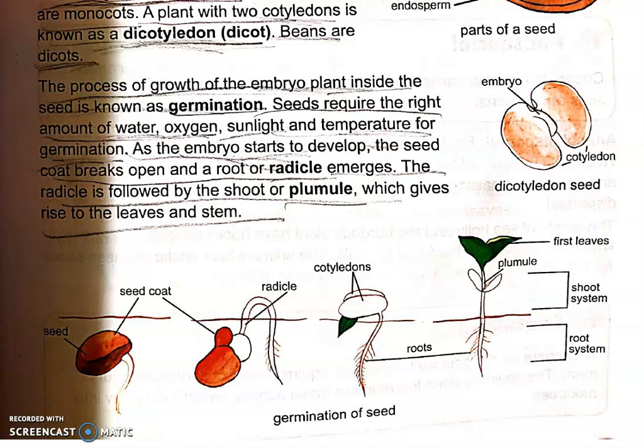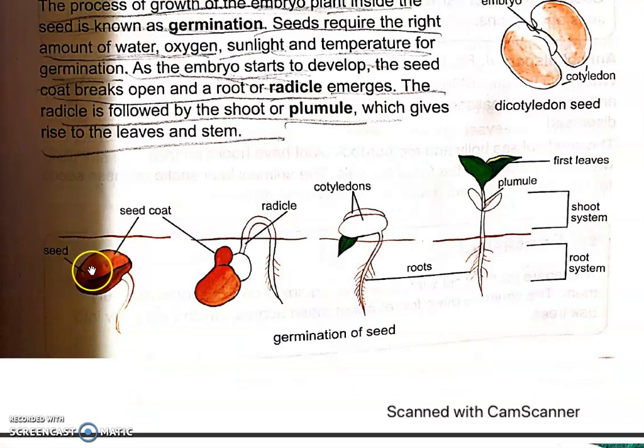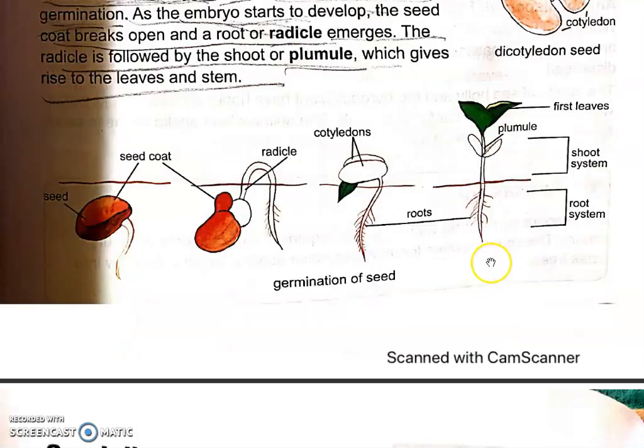Now, as the embryo starts to develop, the seed coat breaks open and a root or radicle emerges. The radicle is followed by the shoot or plumule, which gives rise to the leaves and stem. So see, this is the seed, this is the seed coat. Then when it starts growing, a radicle comes, then your cotyledons come out, then the roots start forming and the plumule comes out, and these are your first leaves. So the part above the ground is called the shoot system, and the part below the ground is called the root system.